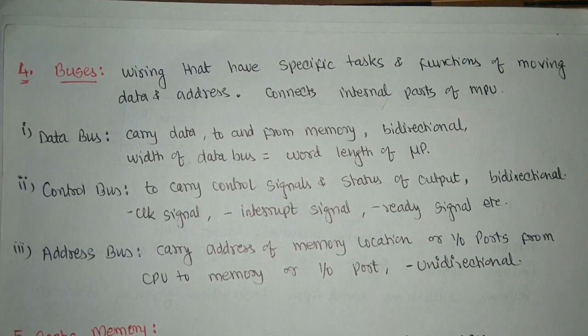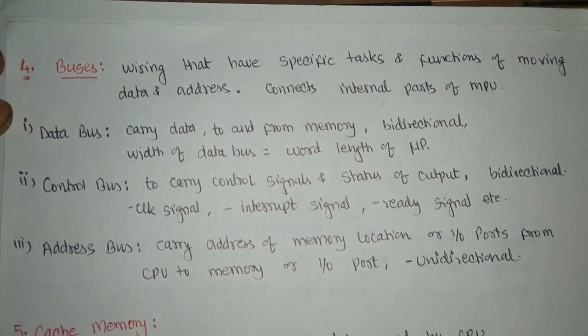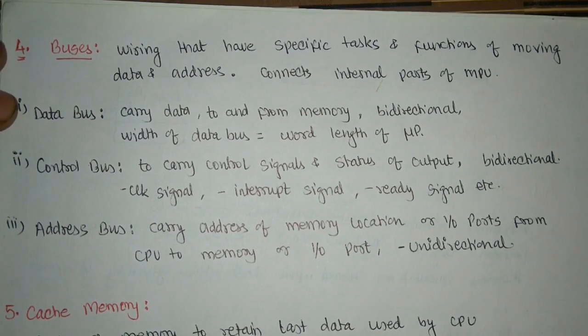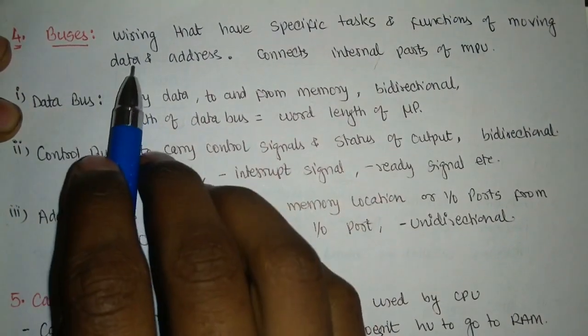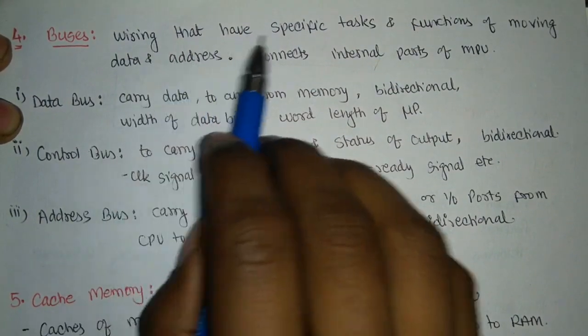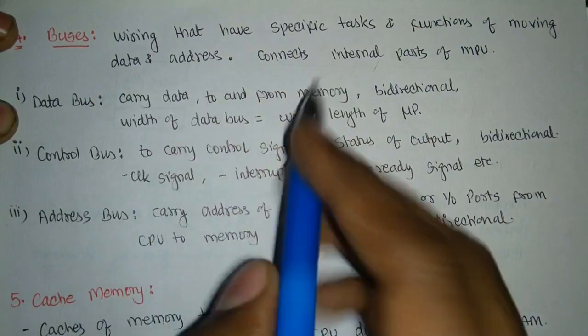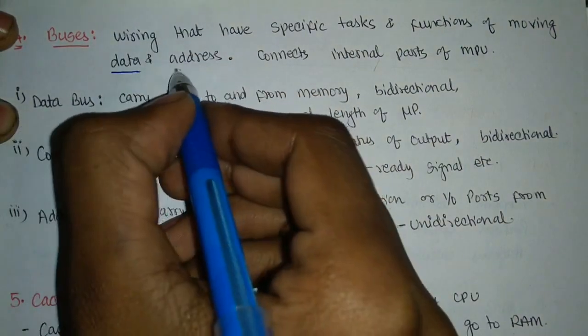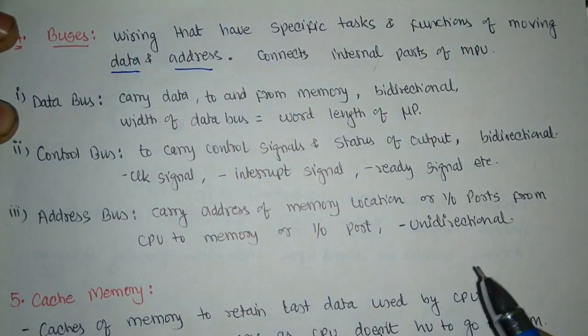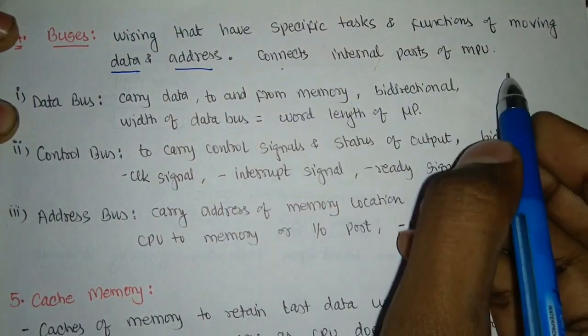Now, as we discussed the buses recently, what is a bus? A bus is basically a wire that has a specific task and function of moving data and addresses. So it is basically moving data or addresses from one location to another location. It connects internal parts of the microprocessor unit.